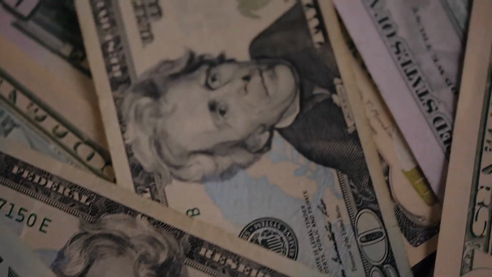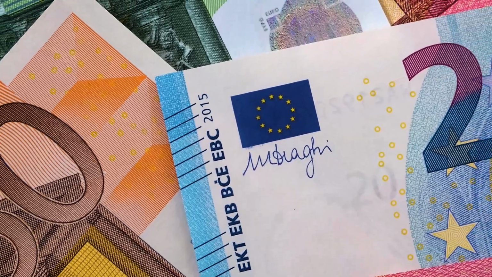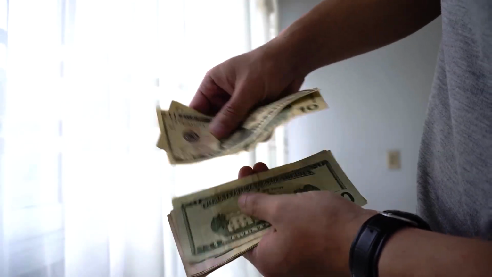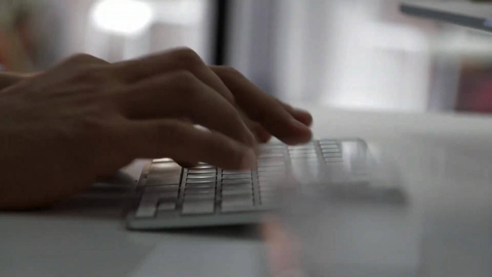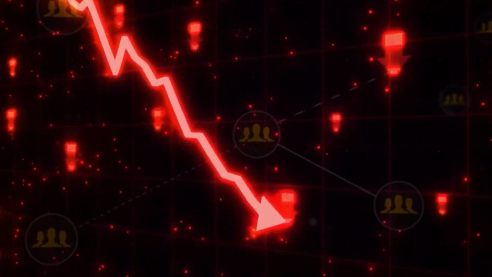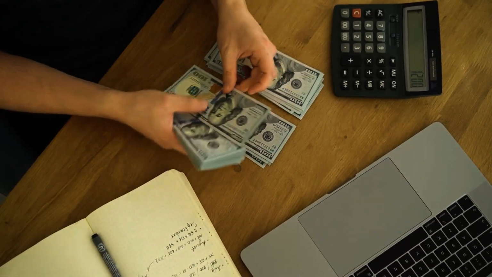This is the domain of the central bank, like the Federal Reserve in the US or the European Central Bank. Their main tool is lowering interest rates. This makes it cheaper for you to get a mortgage or a car loan, and cheaper for businesses to borrow and invest. But what happens when interest rates are already at zero? This is called a liquidity trap. At that point, they pull out the superweapon, quantitative easing, or QE.